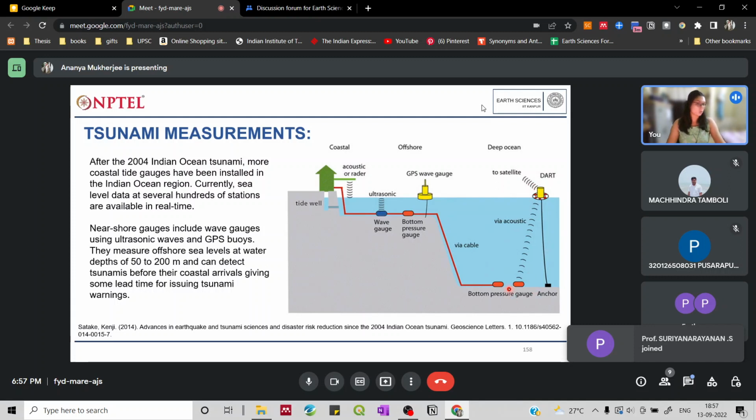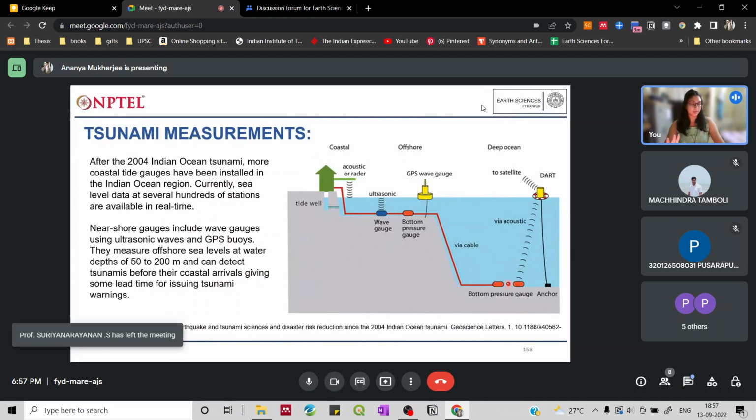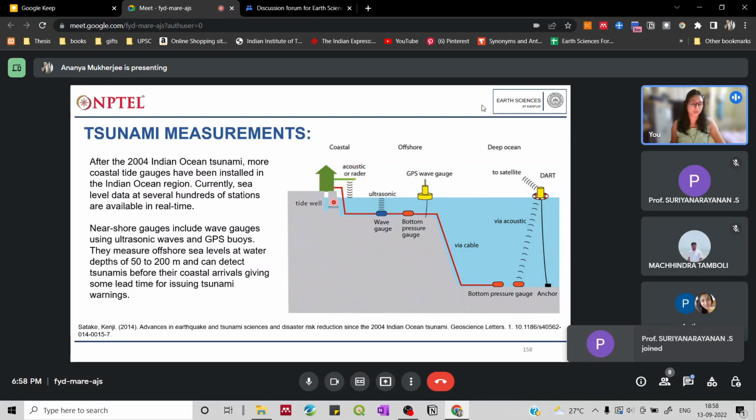Suppose a tectonic activity has taken place over here. Due to the tectonic activity, whether this gauge is pushed up or has sunken lower, the acoustic signals will vary from the normal. So that again will give you information about the change in the sea level, the change in the ocean floor depth. Then you have coastal gauges, where again you can see acoustic or radar. This will again see the sea level change that might happen due to a tsunami occurring.